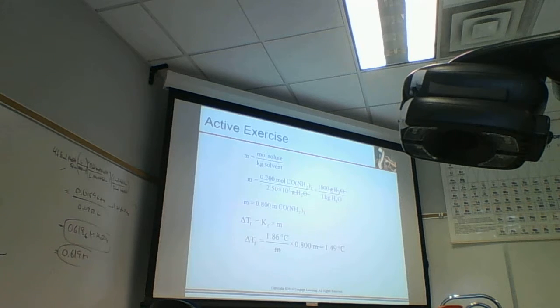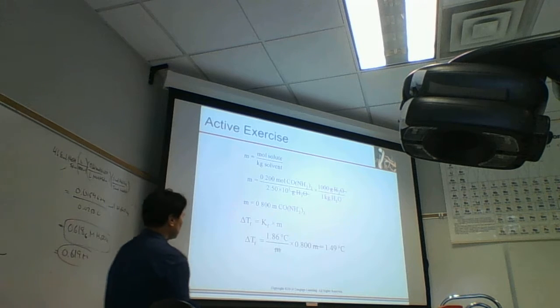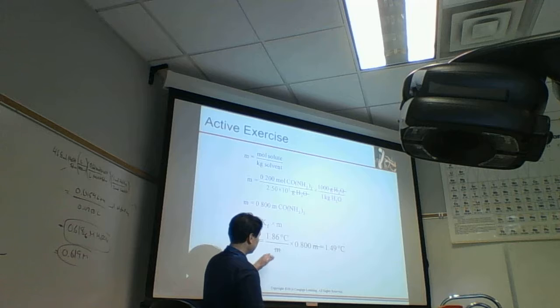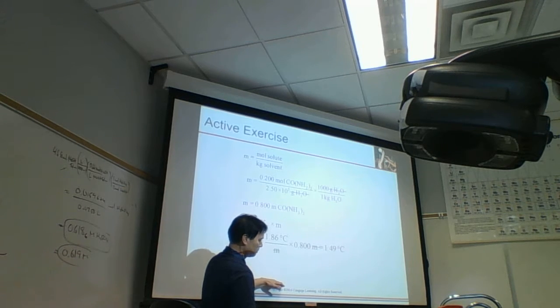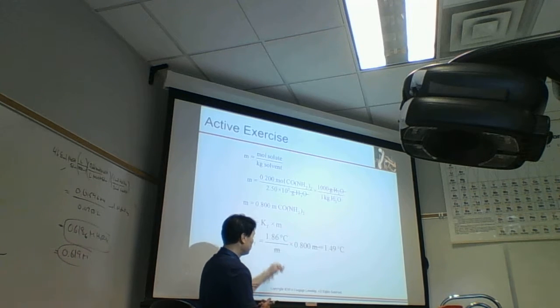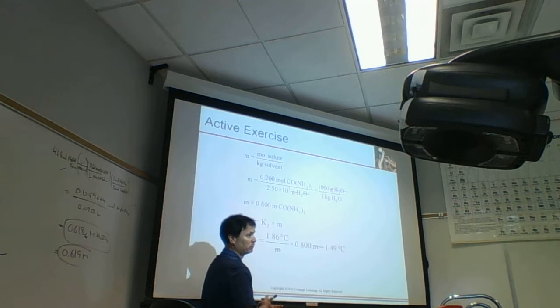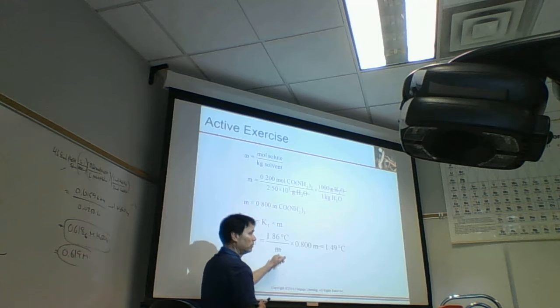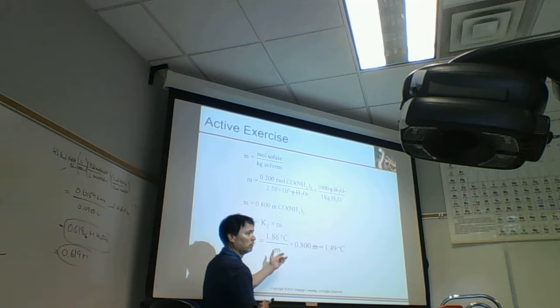Then we have to look up KF. If we look it up in the table, it's 1.86 degrees for every molal. What that means is for every molal, the temperature drops by about 2 degrees. Water normally freezes at 0 degrees. If you have a little bit more than 1 molal, it's going to freeze at -2. 2 molal, it's going to freeze at -4. 3 molal, about -6.